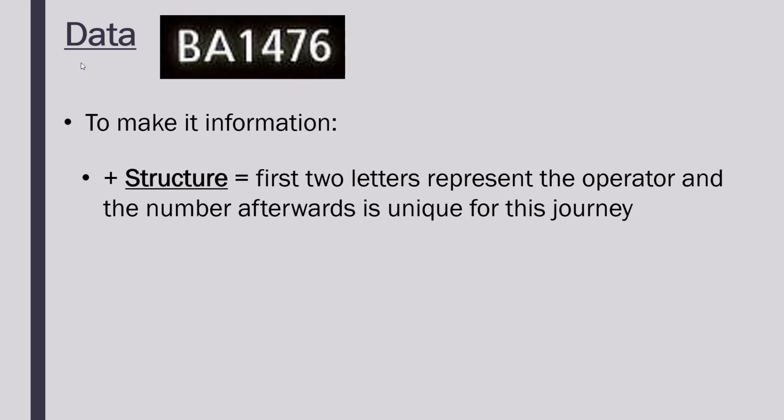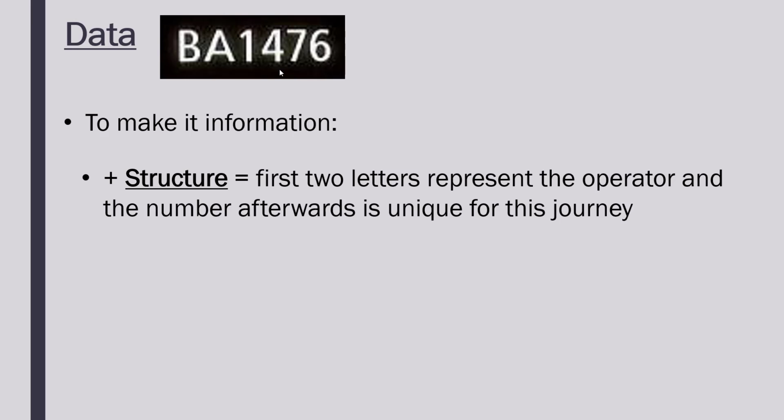Let's add, first of all, structure. So let me tell you what the structure of this data is. The first two letters here, BA, represent the operator, and the number afterwards, this 4-digit number, is unique for this journey. So if you didn't know already, you might be able to start to guess what this corresponds to.